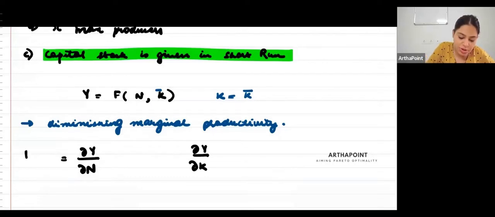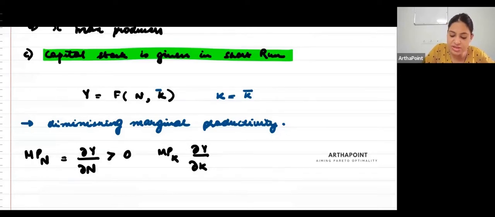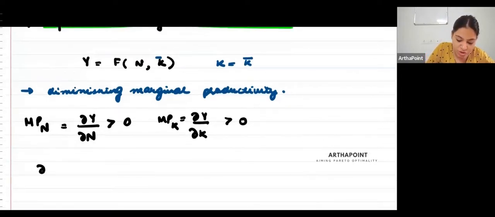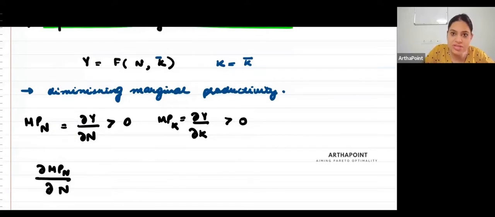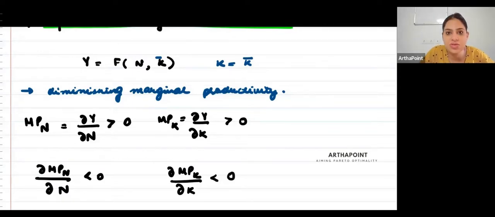This is marginal productivity of labor. This is marginal productivity of capital. This in itself is greater than 0. But this is diminishing. Diminishing, whenever I say something diminishes, means its slope is less than 0. So when I differentiate marginal productivity again, this is the slope. This is less than 0. When I differentiate marginal productivity of capital again, this is less than 0.